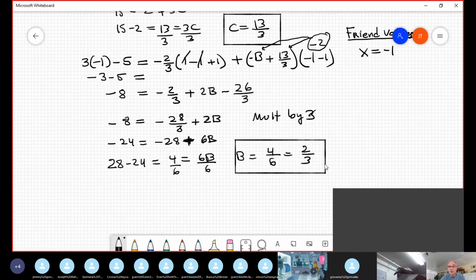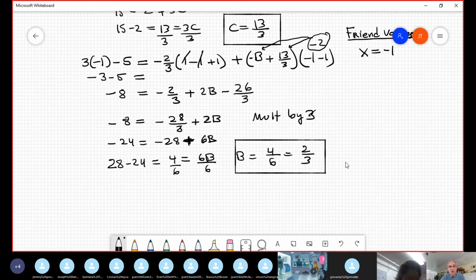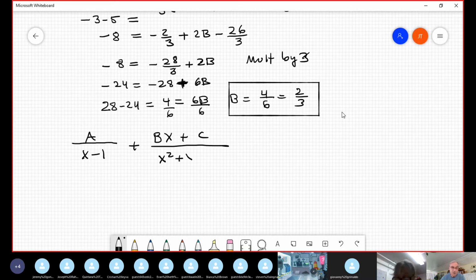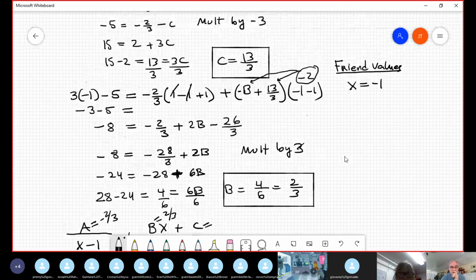Let me copy now my final answer. Okay. The final answer, remember, the expression is a over x minus 1 plus bx plus c divided by x squared plus x plus 1. So, in the middle of the process, I discovered that a was negative 2/3. I discovered that b was positive 2/3. Look here. And c, I don't remember very well, was 13 over 3.